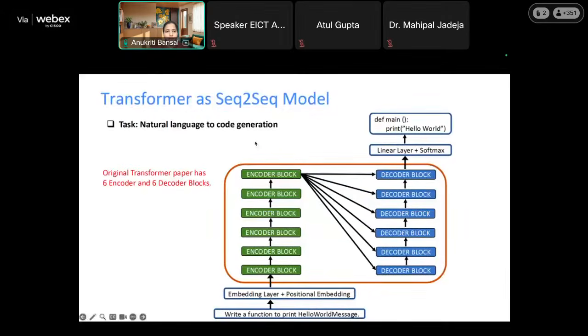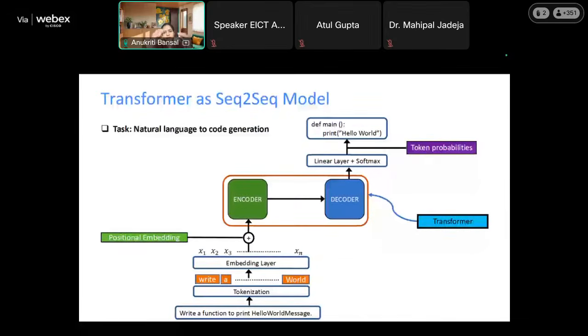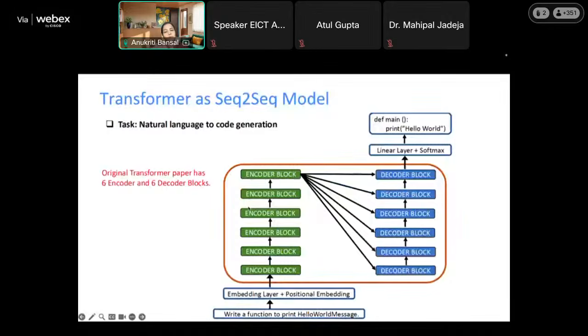Now let's again check how it will work here. We have already seen, there is not only a single encoder block. What we have seen earlier was a single encoder block, which contains a self-attention block, feed-forward linear layer, and feed-forward neural network. In general, we have many encoder blocks and many decoder blocks. In the original transformer paper, there were 6 encoder blocks and 6 decoder blocks.